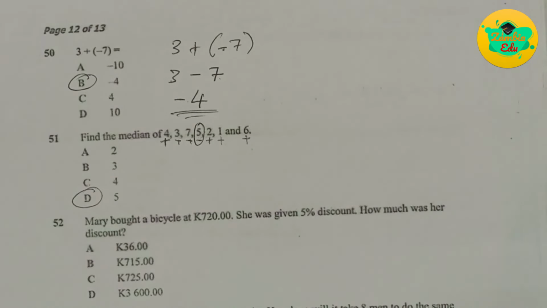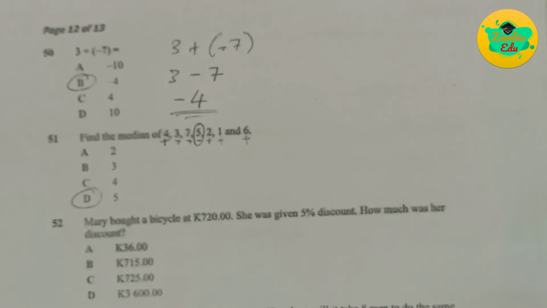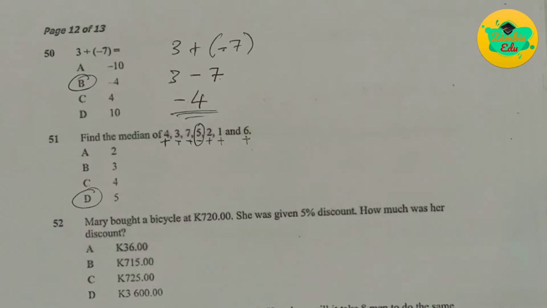We go to question 52, and question 52 says, Mary bought a bicycle at 720 kwacha. She was given a 5% discount. How much was her discount? Mary bought a bicycle at 720 kwacha. She was given a discount of 5%. How much was her discount?